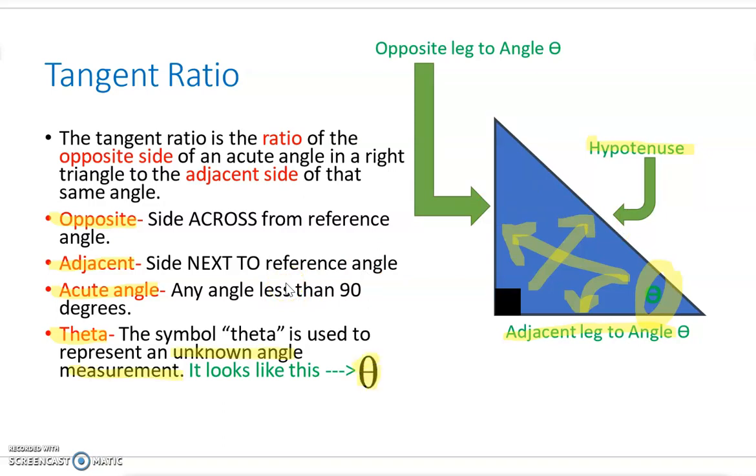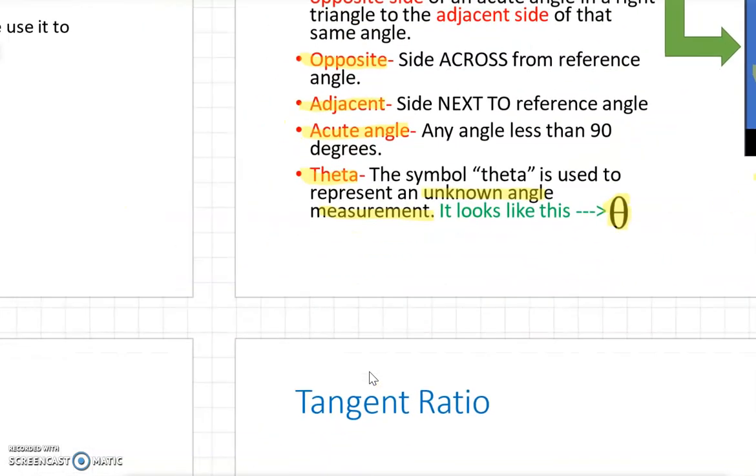And the symbol looks like this. Kind of looks like a capital O with a little tilde on top, or almost like a capital cursive O, if you will. There's a few different ways to write it. You can see this one and this one are slightly different. But that's angle theta, and it just represents an unknown angle measure. Okay, let's move on.